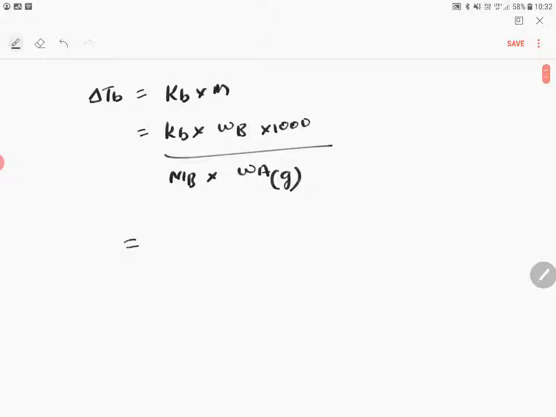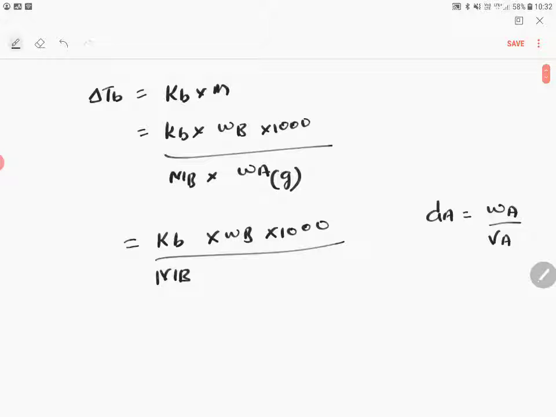So now instead of weight of solvent, they would like to give you data where density of solvent is equal to weight of solvent by volume of solvent. Now here, instead of weight of solvent, they can give you density of solvent. We can express weight of solvent as density of solvent into volume of solvent. So you can write, instead of weight of solvent, density of solvent into volume of solvent.